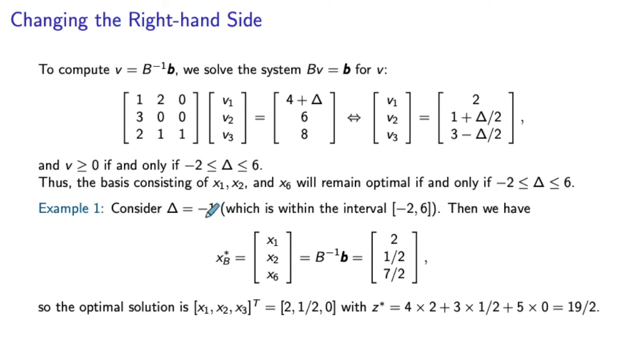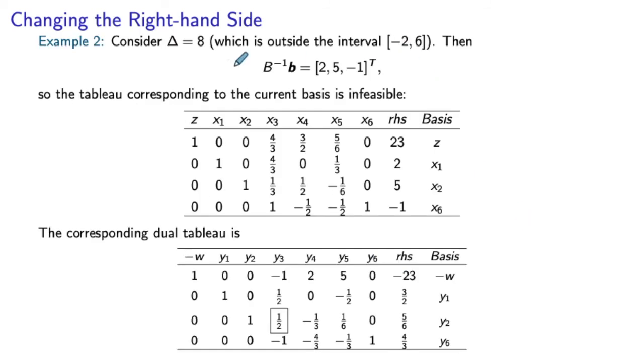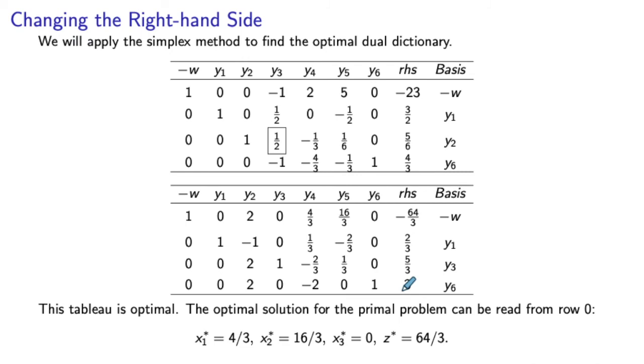So in this example, delta falls within the range. Our range was between -2 and 6, and the delta that we are considering here is -1. So to find the new optimal solution is pretty straightforward. But if you look at the delta outside of the interval -2 to 6, like delta equal to 8, we see that the previously optimal tableau becomes infeasible, but at the same time we see that row 0 has all entries that are non-negative. Therefore, when we switch to dual we obtain a feasible dual tableau, and then we apply some iterations of the dual simplex method to obtain the new optimal solution to the dual, and then we can read the optimal solution to the primal from row 0 of the optimal dual tableau.